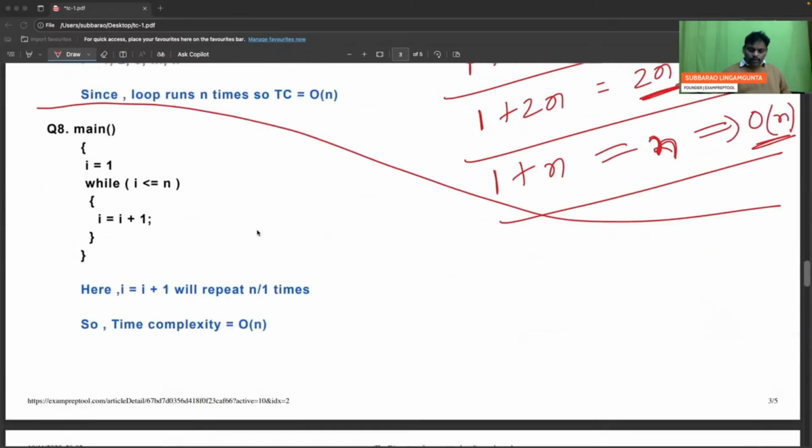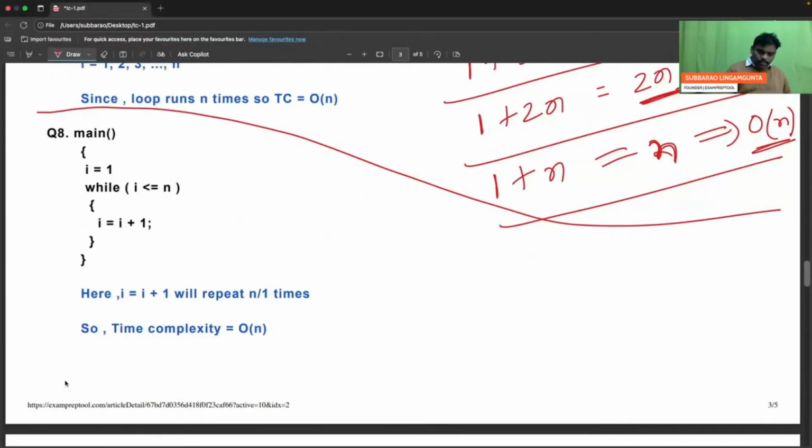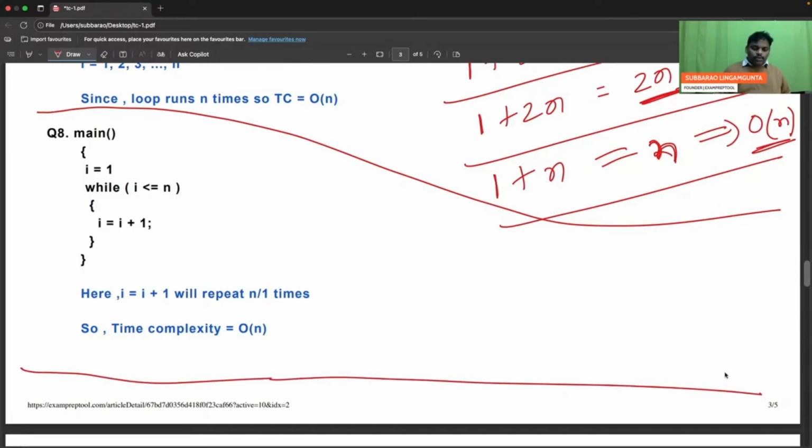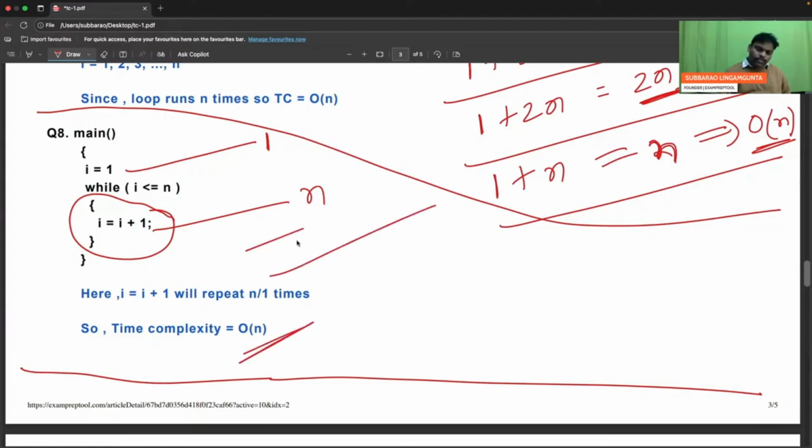Be careful everyone. Can you see the 8th problem? Everyone observe. The first statement's order of magnitude is 1. If you observe here, only one statement is there and it keeps on repeating, almost n times. So the order of magnitude is n. Actually it is n plus 1, very simple. The bigger one is n, so time complexity is big O of n.